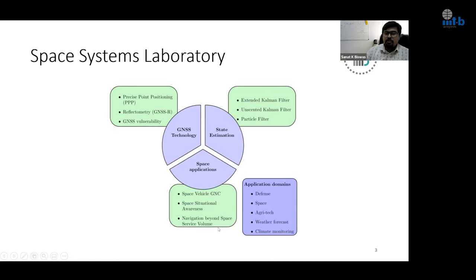In the space applications, all the topics that I have mentioned, we apply in the space domain: space vehicle guidance, navigation and control, space situational awareness, and navigation beyond the space service volume. The space service volume is basically the volume where the GNSS satellites can work. And beyond that, how do we navigate? That we also explore sometimes. Application domains are defense, space, agricultural technology, weather forecast, and climate in a broad sense.